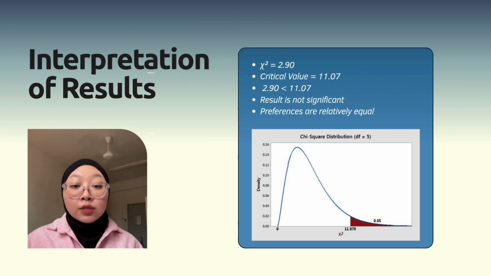This means the differences between observed frequencies and the expected frequencies are relatively small. Although some flavors receive slightly higher or lower responses than others, these differences are not large enough to indicate a clear preference for any particular flavor. Therefore, we can conclude that the customer preferences are relatively balanced across all 6 drink flavors.